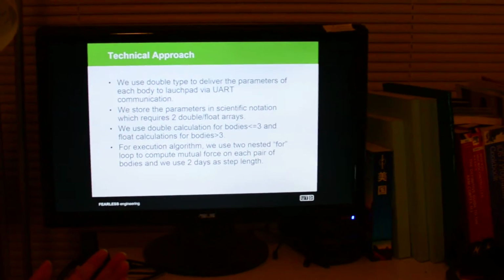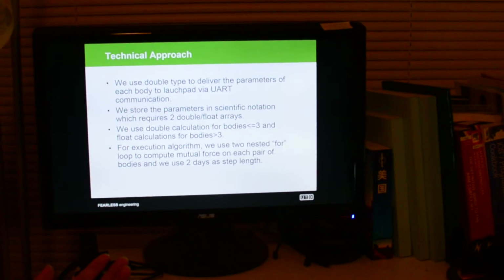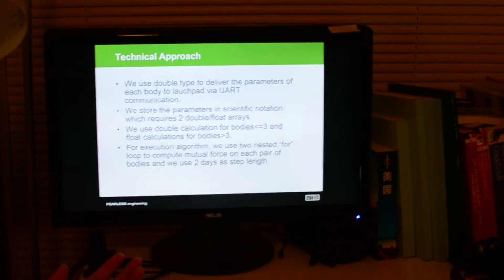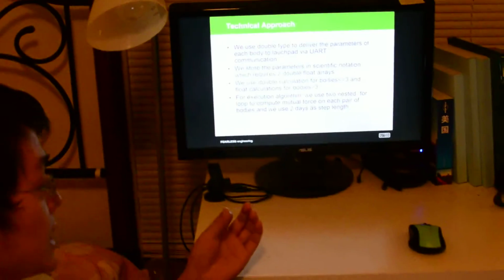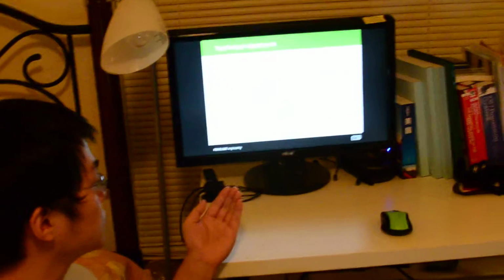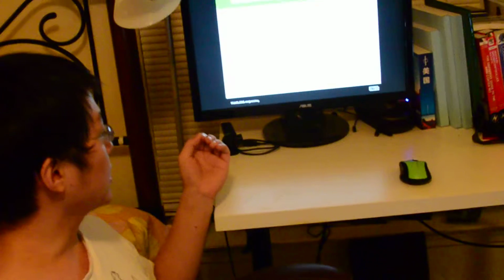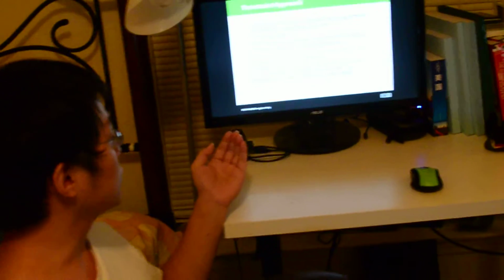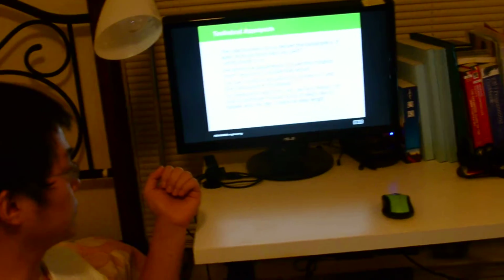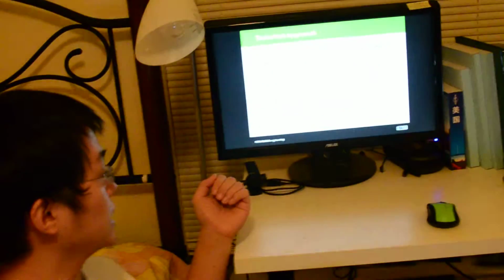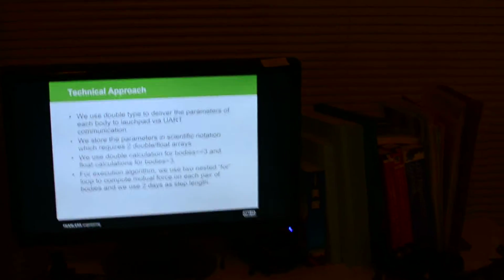Also, we use double calculations for fewer than 3 bodies, because a small number of bodies gives us more time for more precise calculation, and we use float calculation, which is faster, for more than 3 bodies. For the algorithm, we use 2 nested for loops to compute the mutual force on each pair of bodies, and we use 2 days as the step length for each iteration of calculation.